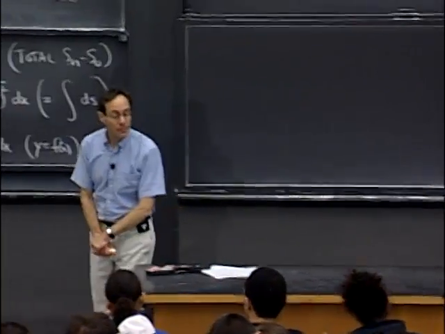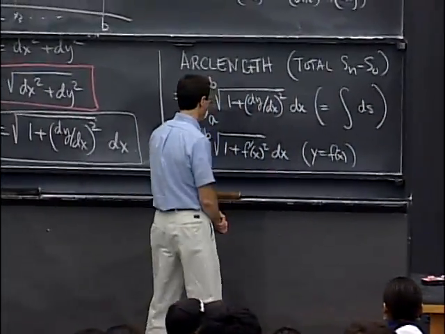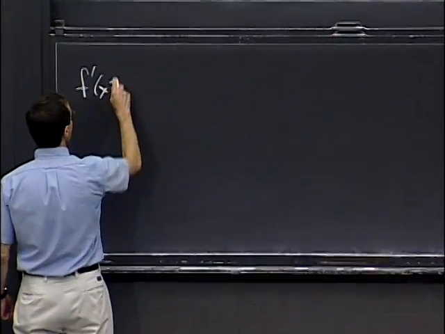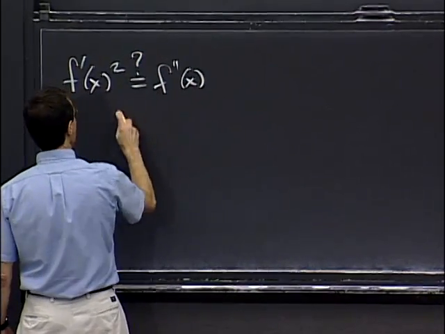Yeah, question? When it says f prime of x squared, is that supposed to be the same as f double prime of x? Okay, the question is, is f prime of x squared equal to f double prime of x? And the answer is no.